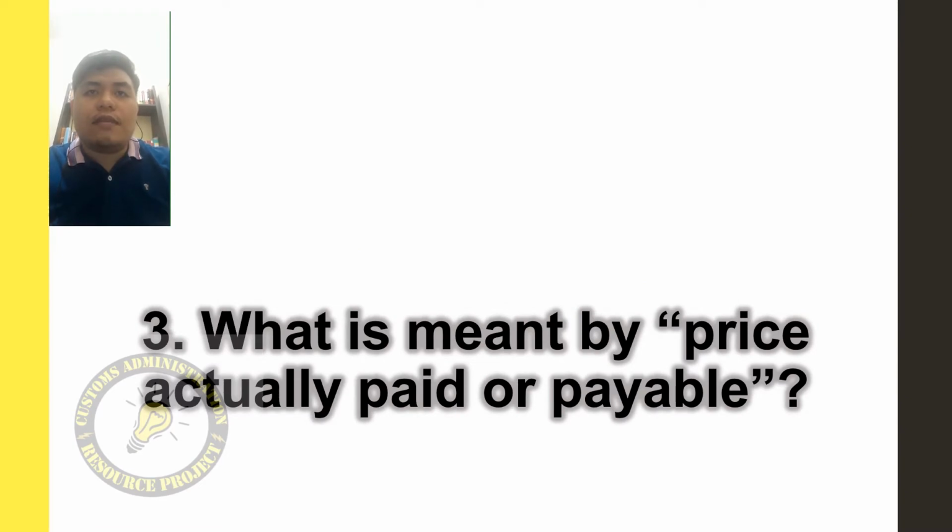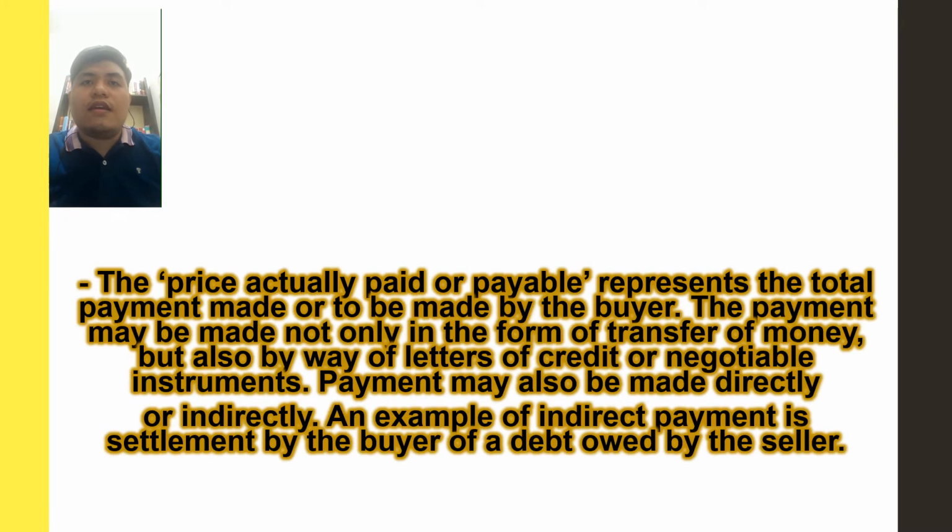What is meant by price actually paid or payable? The price actually paid or payable represents the total payment made or to be made by the buyer. The payment may be made not only in the form of transfer of money, but also by way of letters of credit or negotiable instruments. Payment may also be made directly or indirectly. An example of indirect payment is settlement by the buyer of a debt owed by the seller.